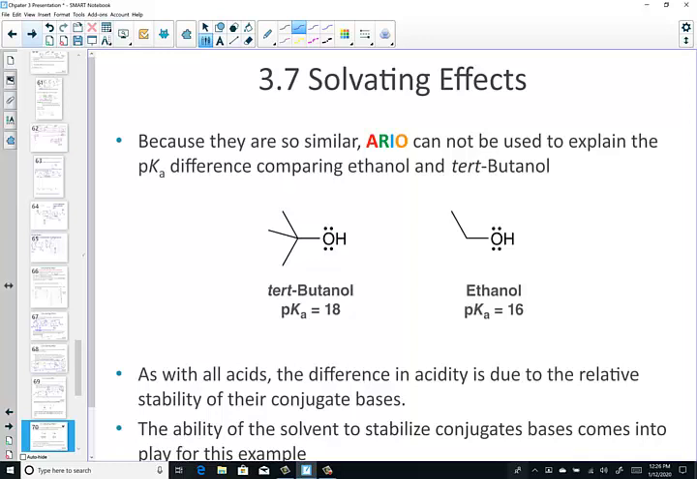Because they're so similar, resonance, induction, and orbitals cannot really be used to explain the pKa difference between the following: ethanol and tert butanol. And this leads us to talk about a second effect. The first being leveling, the second being solvating.